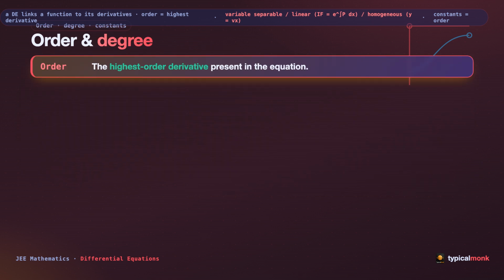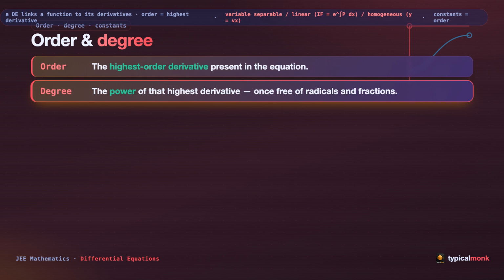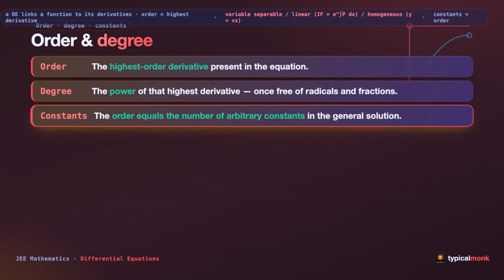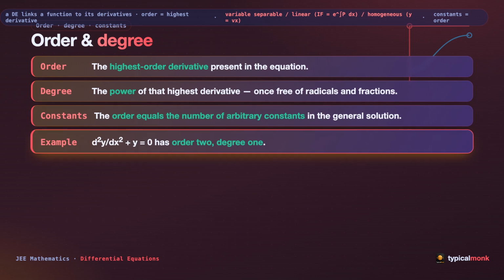Now order and degree, precisely. The order, the highest order derivative present in the equation. The degree, the power of that highest derivative once the equation is free of radicals and fractions. The constants: the order equals the number of arbitrary constants in the general solution. The example, d2y by dx squared plus c equals 0, order 2, degree 1.